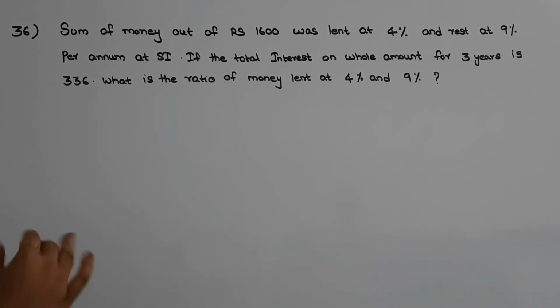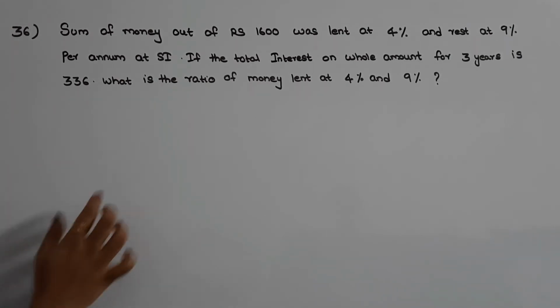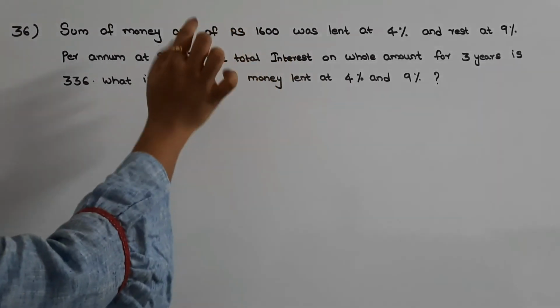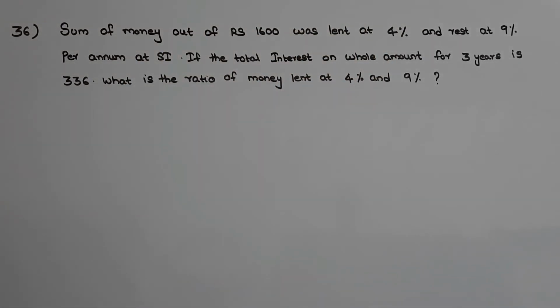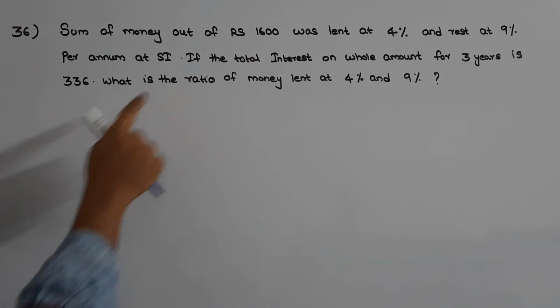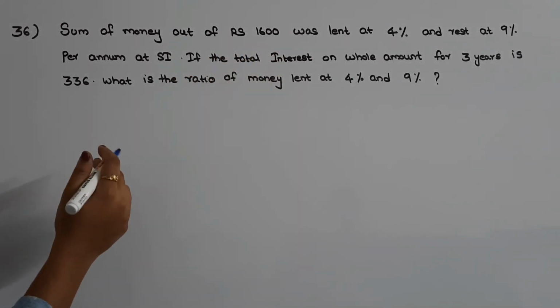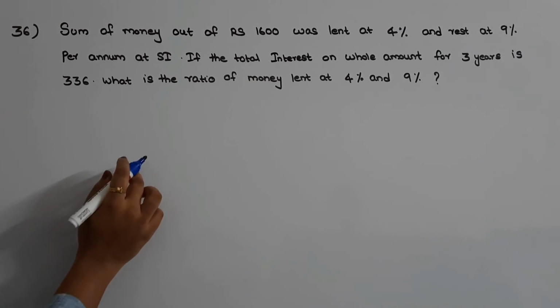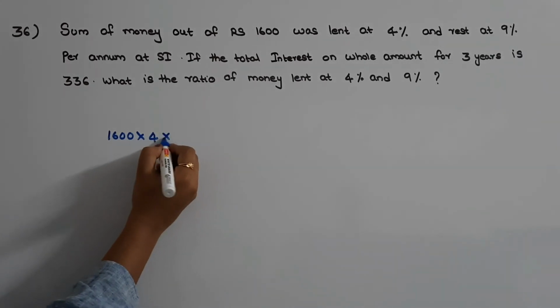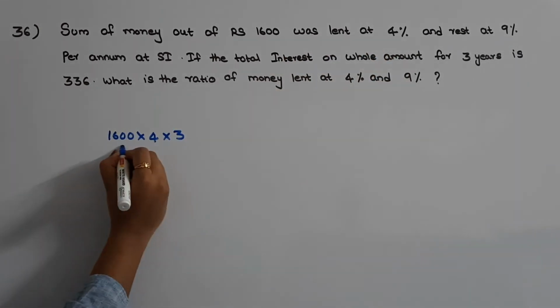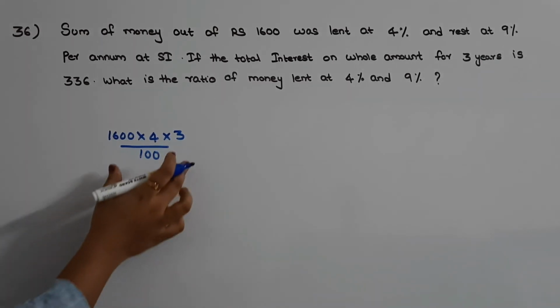So this we are doing by alligation method. Alligation is a different topic that I will explain in the coming videos. So let us see how can we solve this question by alligation method. So in alligation method, the total principal should be considered as the principal for 4% as well as for 9%. So first we need to write the interest value for 4%. What will be the interest? Interest is equal to P into R into T by 100. So principal is 1600 into R is 4 and it is for a time period of 3 years by 100. This is the interest.